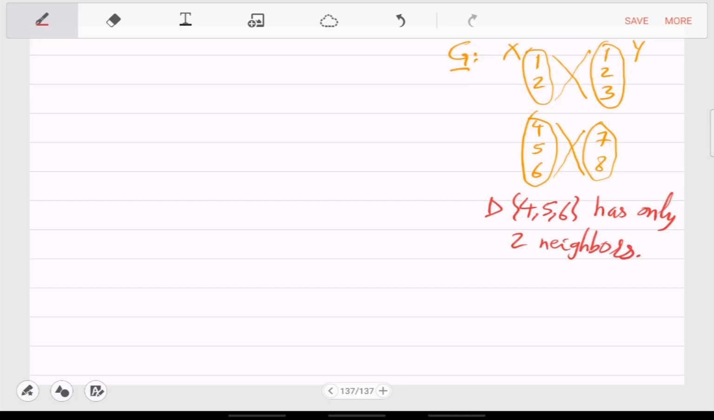So which means that a matching will not be able to cover all the vertices of X, because if it did, then 4, 5, 6 should have had 3 neighbors. Is that clear? So this is the property that we will now mine.